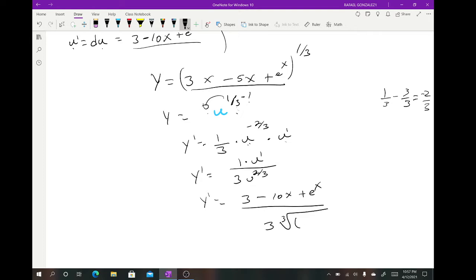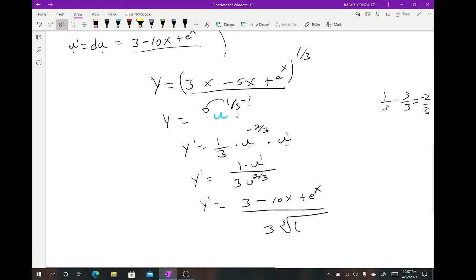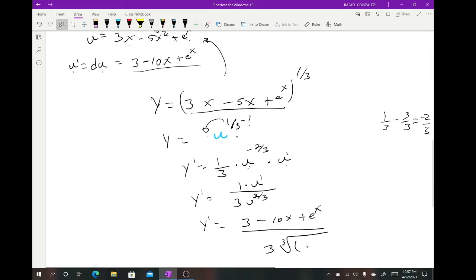and again you could have left this with fractional exponents. That's perfectly fine, but I'm going to write it as a radical. 3x minus 5x squared plus e to the x. Forgot the square there. And this will be your solution.